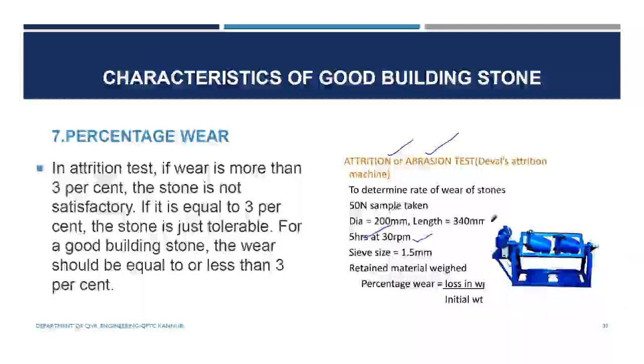Just as we did in the Dorry abrasion test, initial minus final, you will get the loss in weight. Loss in weight divided by the initial, you will get the percentage wear.